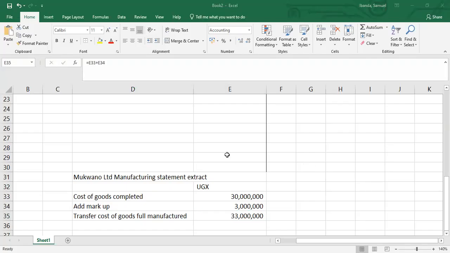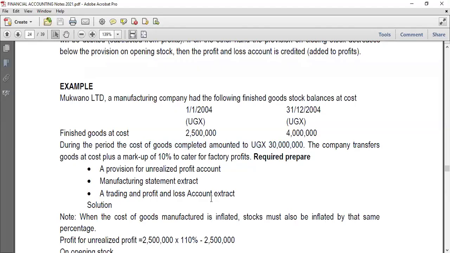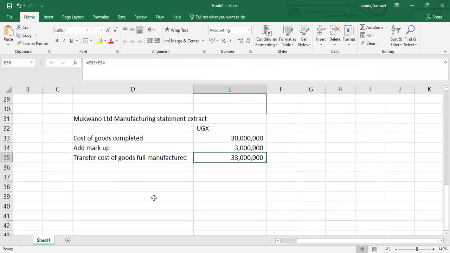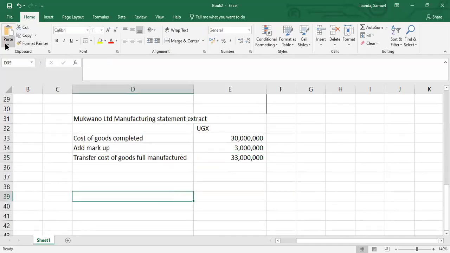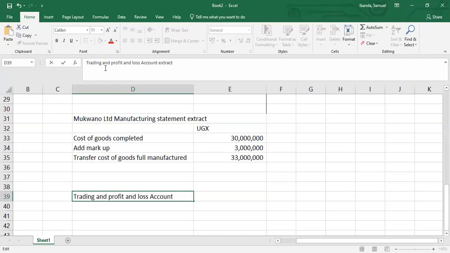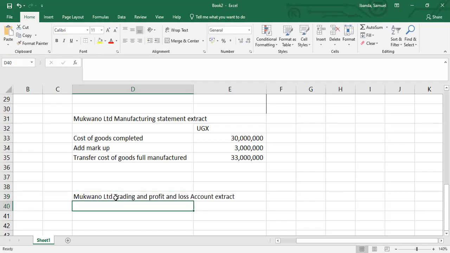So similar to this question, they also asked us for a trading and profit and loss account extract. So in the same way here, they also basically want an extract. So I'll just copy this. They want us to draw up Mukwano Limited profit and loss extract.